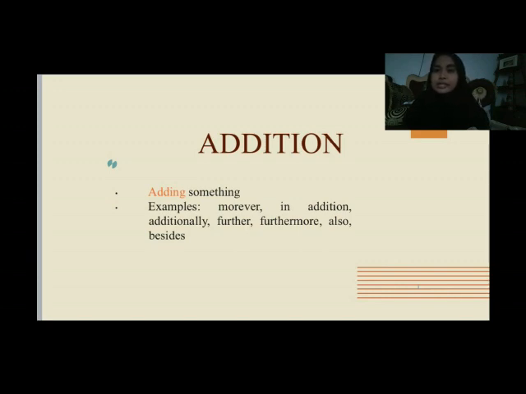So the first is addition. This category is for adding something. For example, moreover, in addition, additionally, further, furthermore, also, and besides.